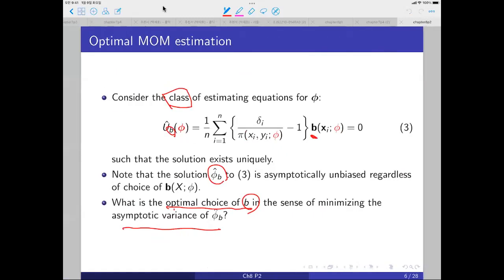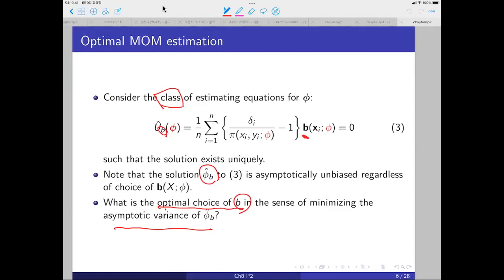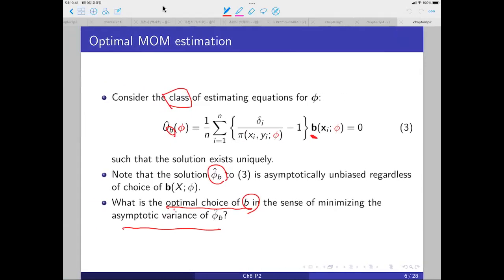If you think about it, we are interested in solving this kind of class of equations. And we are now able to obtain the best one, minimizing the asymptotic variance of the solution to this class, right? So that's a very nice result. And now that's not the end of the story. So now let's reflect. What is going on?